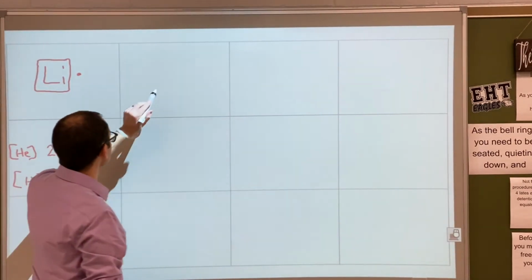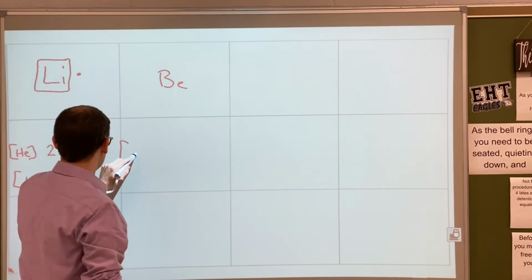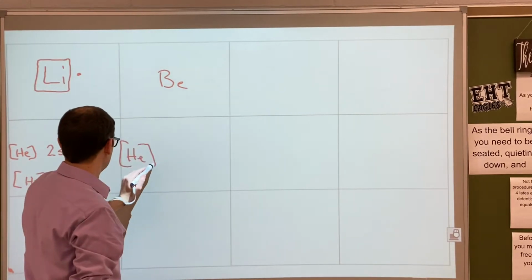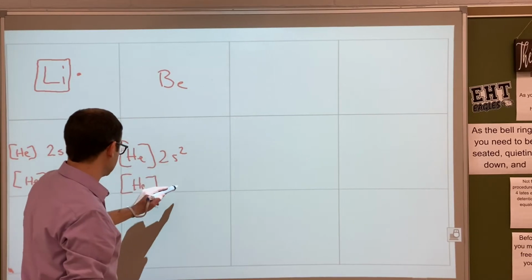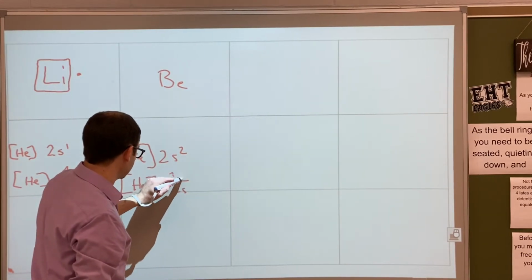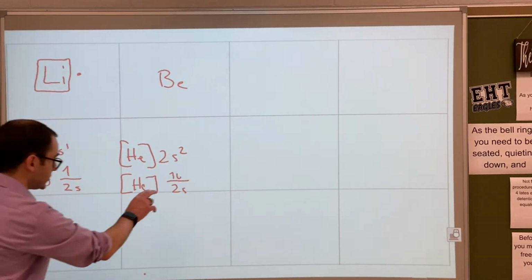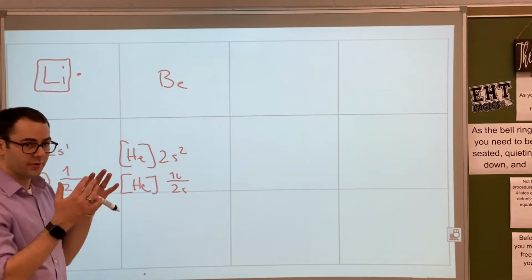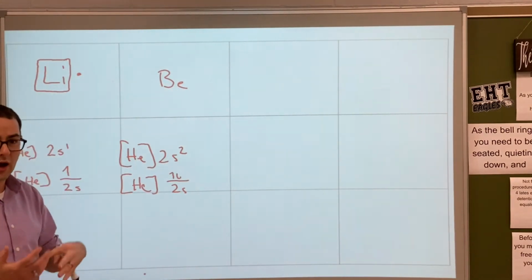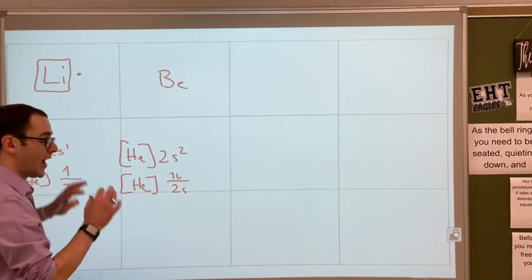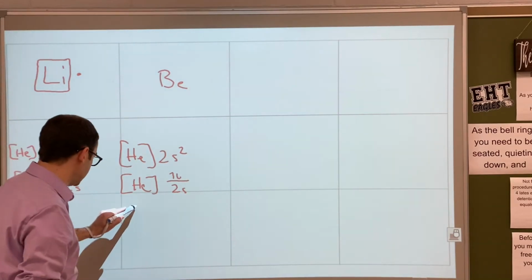We'll do beryllium for this one because we know beryllium's a little special. Its shortcut is going to be He, 2s2, and then the orbital diagram is going to be 2s up down. Okay. Now check this out. These two electrons are paired up, so they're in a good state as far as energy goes. We wouldn't expect them to bond because they're paired up. So what happens is this thing called hybridization, where they shift so bonding can occur.